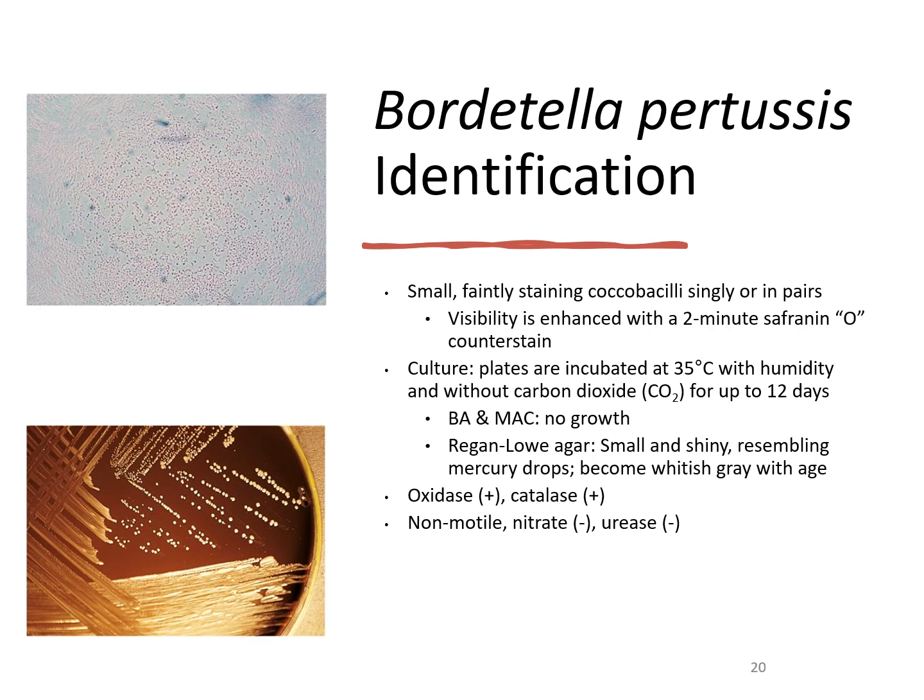There's no growth on blood agar or MacConkey, so these organisms are plated on a Regan-Lowe agar. And when they grow on this agar, they produce a small, shiny organism or colony that can resemble a mercury drop. And then over time, they can be a whitish to gray with age, and so you can see an image of that there. They are oxidase positive, catalase positive, and they are non-motile, nitrate negative, and urease negative.